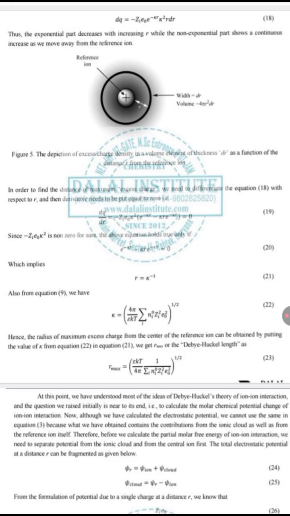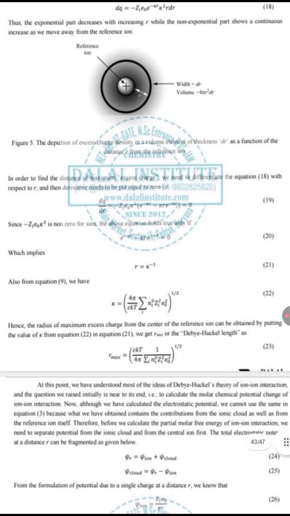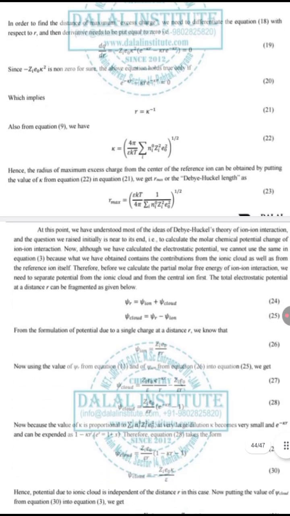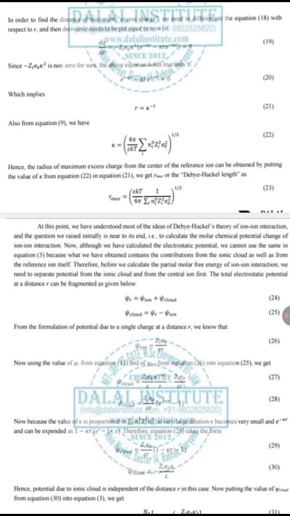dq equals minus z_i e₀ e to the power minus κr into κ² r dr, equation 18. Thus the exponential part decreases with increasing r, while the non-exponential part shows a continuous increase as we move away from the reference ion. In order to find the distance of maximum excess charge, we need to differentiate equation 18 with respect to r, and then the derivative needs to be set equal to 0. dq by dr equals minus z_i e₀ κ² e to the power minus κr (1 minus κr) equals 0, equation 19.